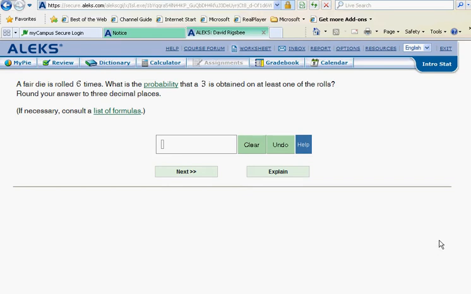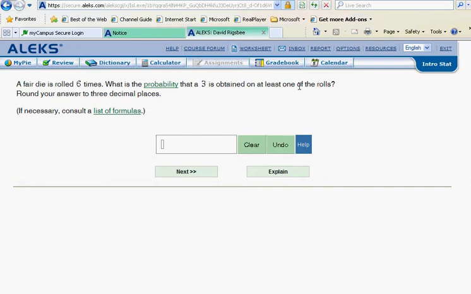There's one type of problem included with the probabilities of draws with replacement that probably deserves its own video here. Let's take a look. A fair die is rolled 6 times. What is the probability that a 3 is obtained on at least one of the rolls?